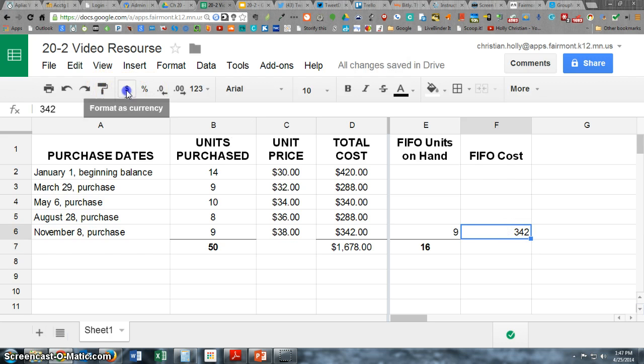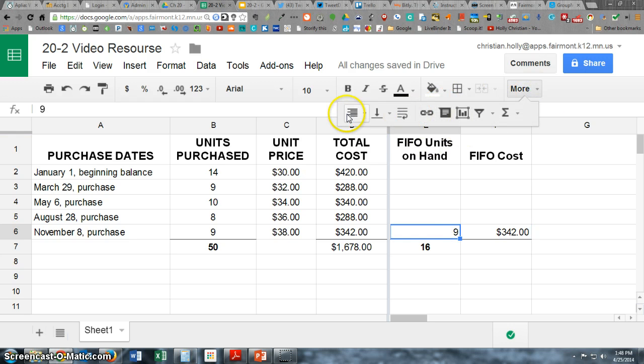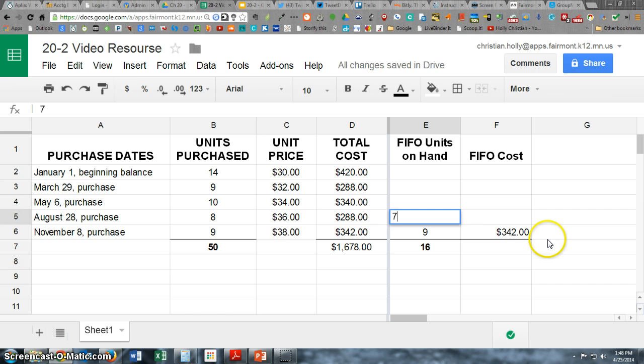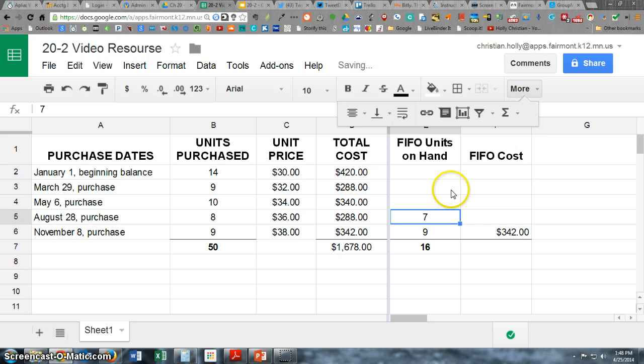I'm going to go ahead and format them as I go. Now, I have 9 units here. I have a total of 16 left. 9 from 16 is 7. So on August 28th, I purchased 8 units. Well, I don't need all 8 of those. I only need 7. 7 plus 9 is 16. That will get me my 16 units.